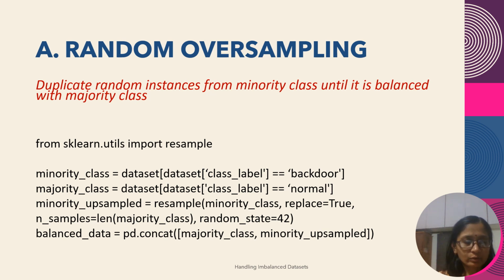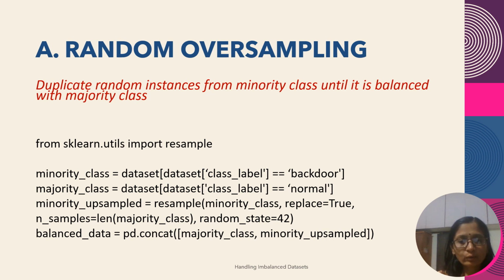And once I get those samples, then I can concatenate the minority class and majority class and put it in one variable using the pandas concatenate function, and I will have a balanced data set. So that is what random oversampling is. Now that is one approach.